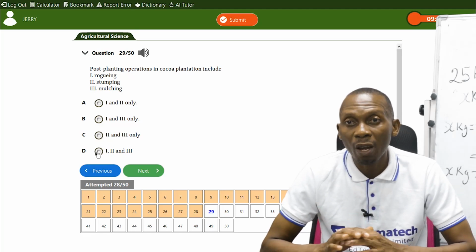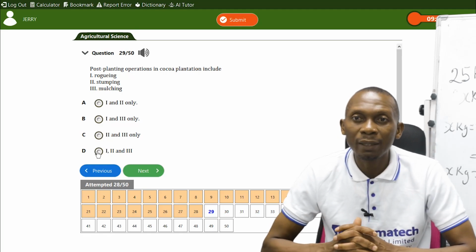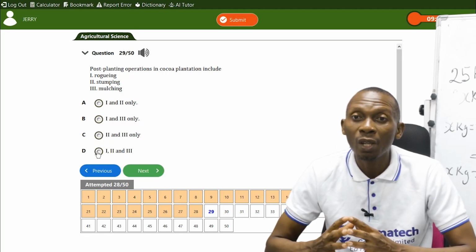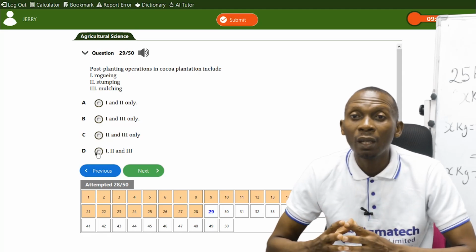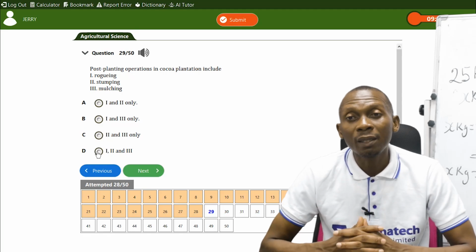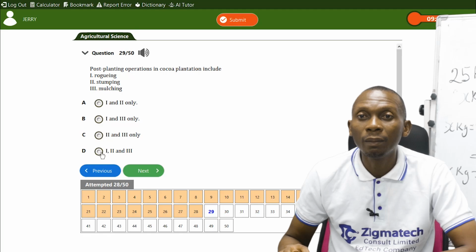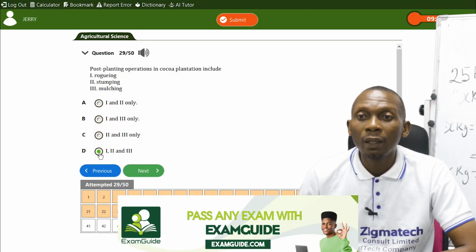And mulching is creating a kind of cover around the base of the plant to reduce evaporation of moisture, and or to conserve moisture, and it's also important in cocoa plantation. So the option is C.